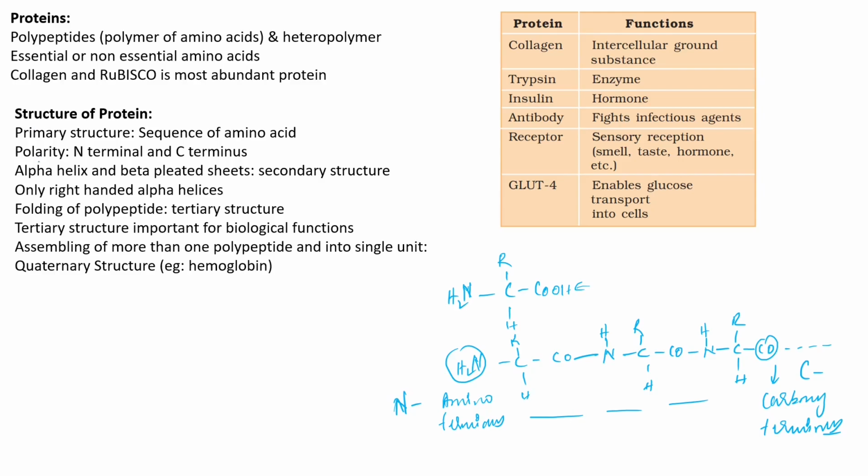So that is why we say that we are having polarity in the case of proteins also. Now moving on, the second level of organization, that is after the primary structure, we have even mentioned the secondary structure, right? So alpha helix and the beta pleated sheets are actually considered to be the second level of organization, that is the secondary structure. Okay, so now what do you mean by alpha helix?